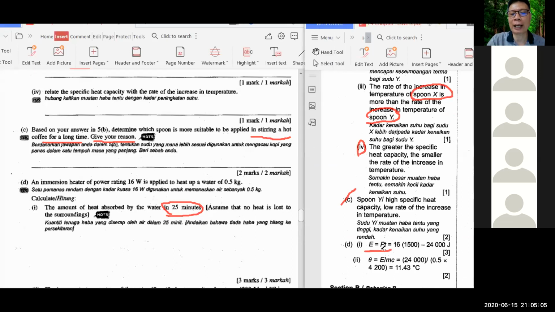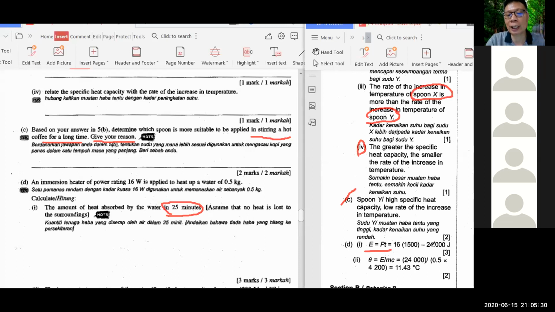Power multiplying time. So you remember now, if the heat energy is supplied by an electric heater, use PT to find the energy, not MC theta. PT is power multiplied by time. Power 16, time 25 times 60 seconds, so it's 1,500, right? So you get the answer.